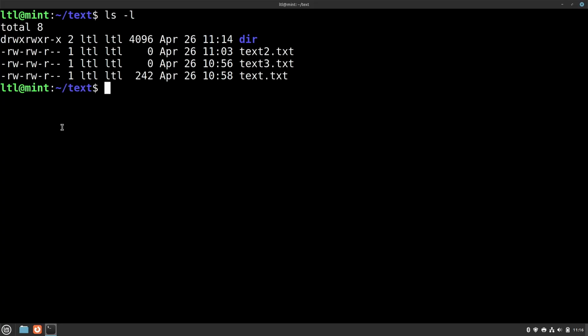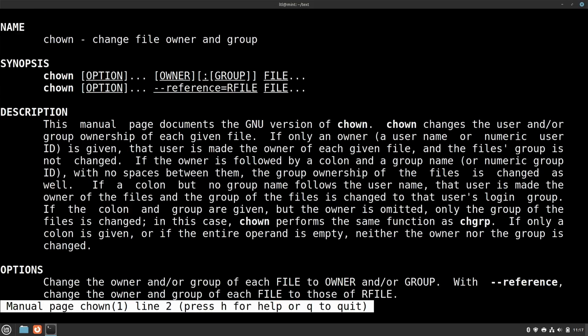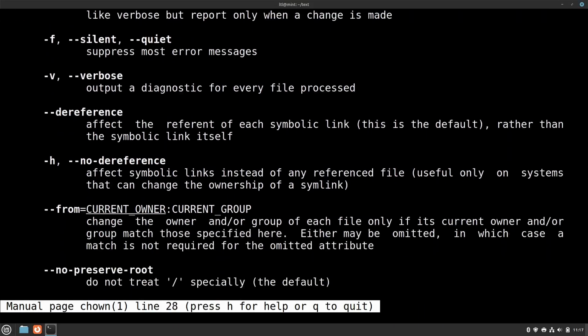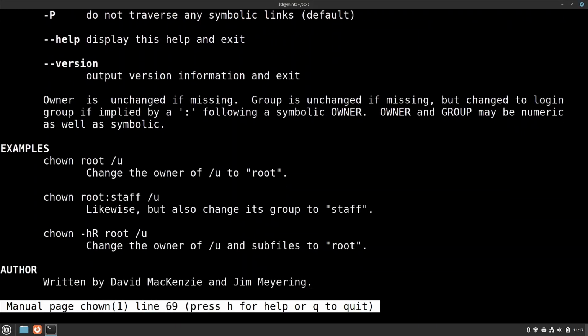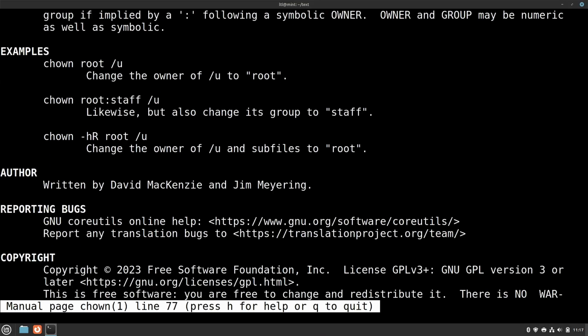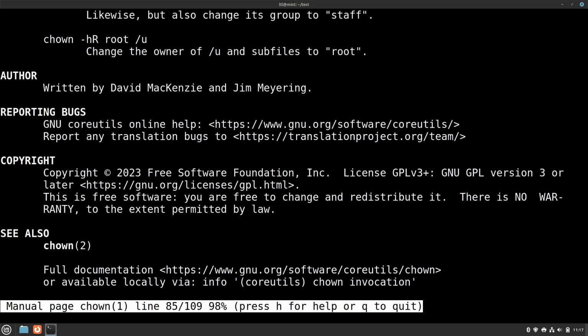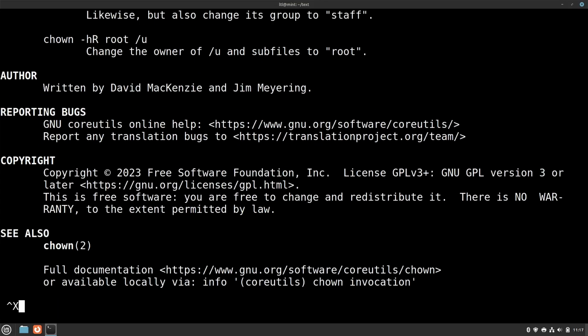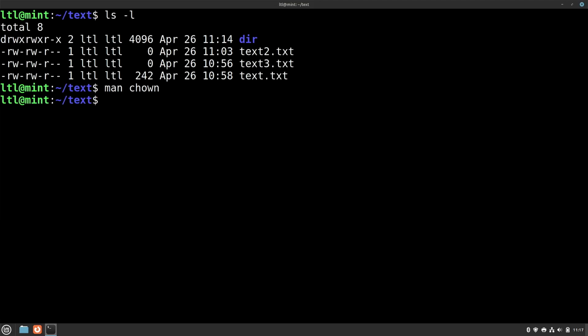So we can do numerical values. For example, let's man chown real quick, and we'll scroll down and see if it talks about the numerical values. Oh, I'm sorry, not chown. That's the next command we're talking about. My bad. Q for quit. Man chmod.